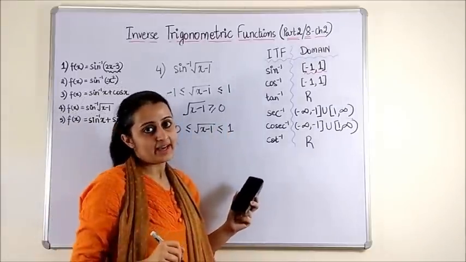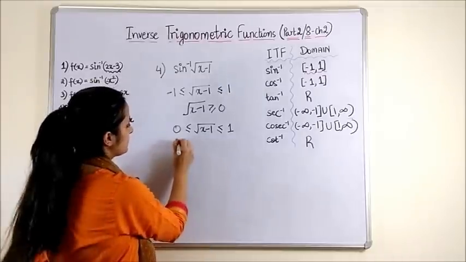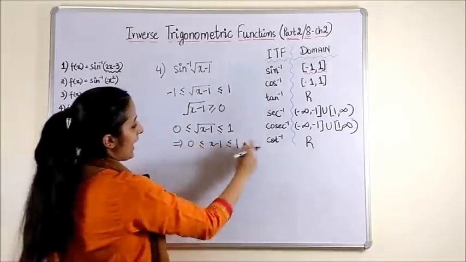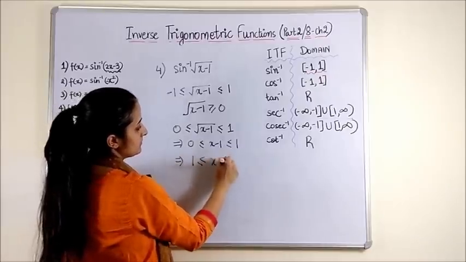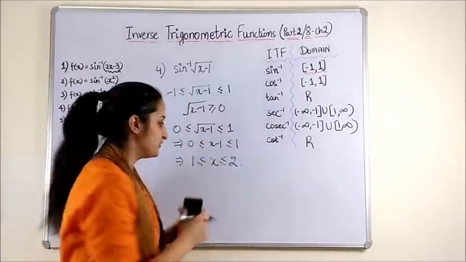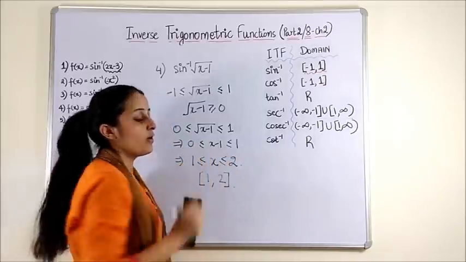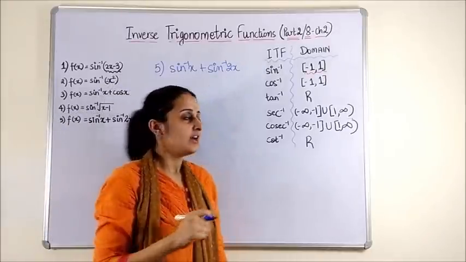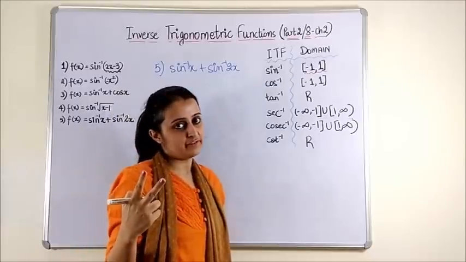Now, in order to get x, the steps are simple. You just square all the sides and then add 1 throughout. And your answer is right in front of you, the closed interval 1, 2. Talking of question number 5, now once again it is the sum of two different functions.